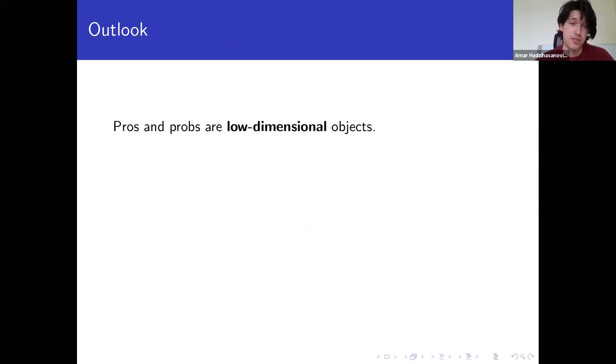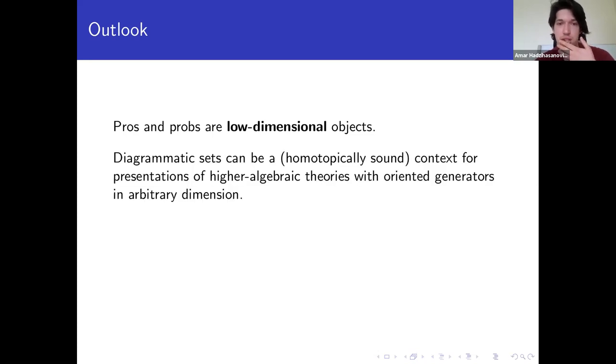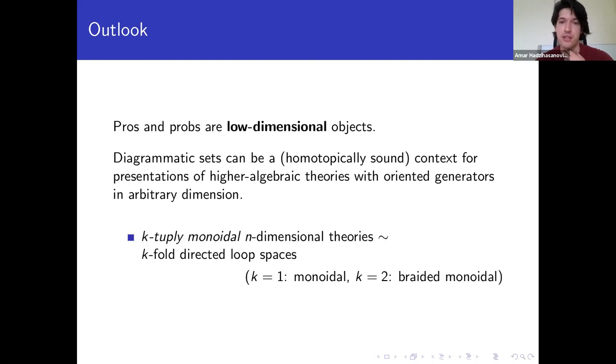And to conclude, let's say that this has been about pros and props, which are kind of low dimensional objects if you look at it through this periodic table lens. But in the periodic table, as was said, we can present higher algebraic theories with oriented generators in an arbitrary dimension. And this is through this idea of a k-tuply monoidal n-dimensional theory, which in the periodic table corresponds to a k-fold directed loop space, which for k equals 1 and 2 reduces to monoidal and braided monoidal.